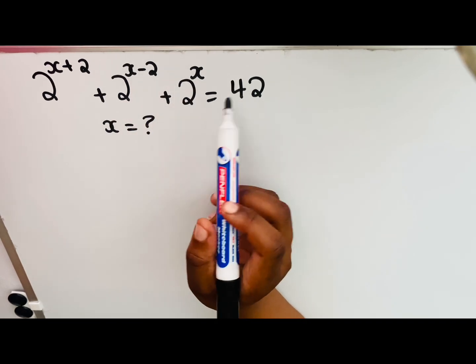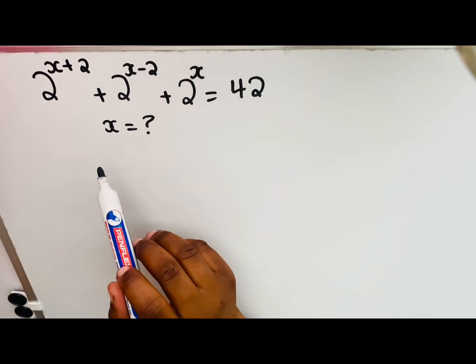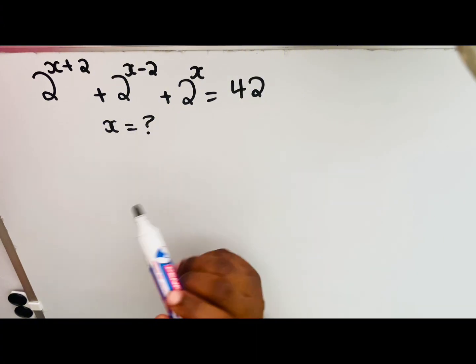2^x + 2^(x+2) ... so today we have 2^(x+2) + 2^(x-2) + 2^x = 42. What is x? To see how to find the value of x, watch the video till the end.